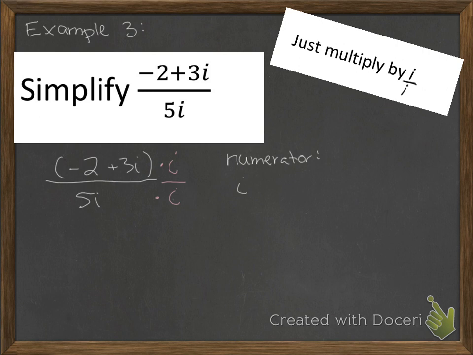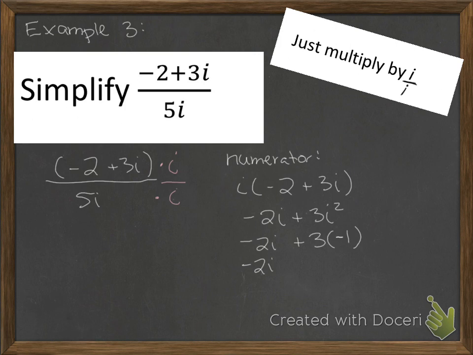So I have i times the quantity, negative 2 plus 3i. That's negative 2i plus 3i squared. Remember, you can't ever leave i squared. You can't leave him there. You have to replace him with negative 1. So I have negative 2i minus 3. I like to always write it in a plus bi form. In other words, I like the real part first and the imaginary part second. So that's going to be my numerator.